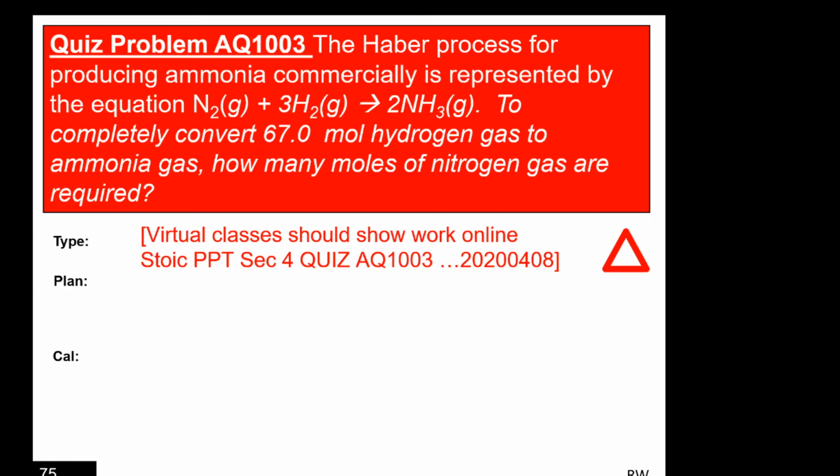There we go. All right. So the process for producing ammonia commercially is represented by this equation. To completely convert 67.0 moles of hydrogen gas to ammonia gas, how many moles of nitrogen are required? Okay, pause the tape. Give it a shot, see what you come up with. All right?